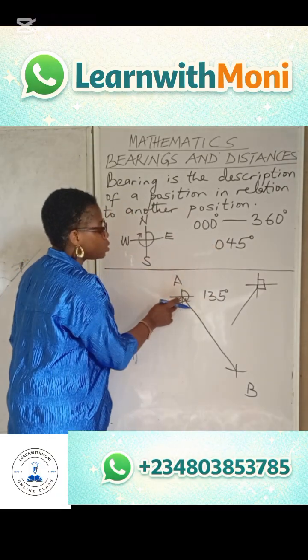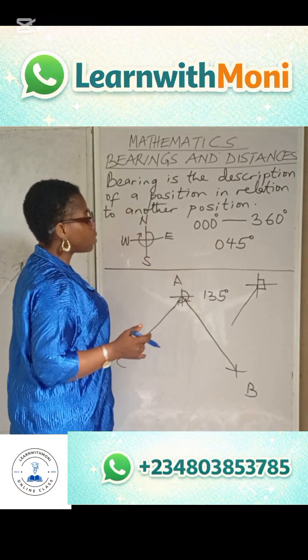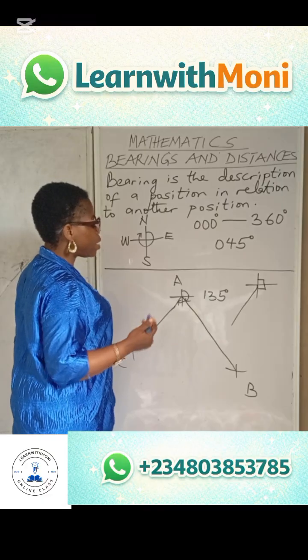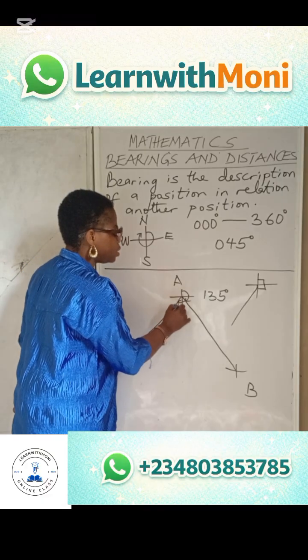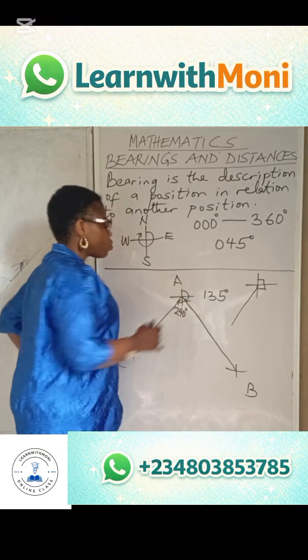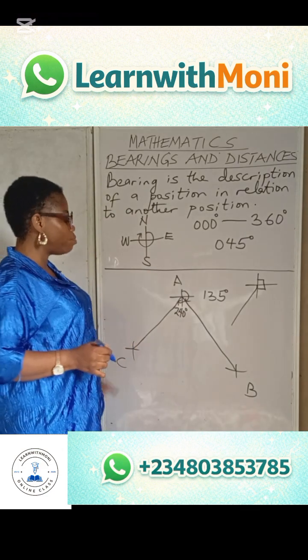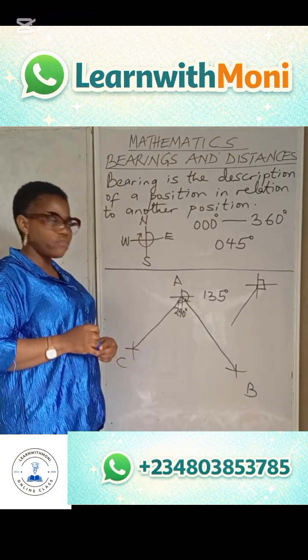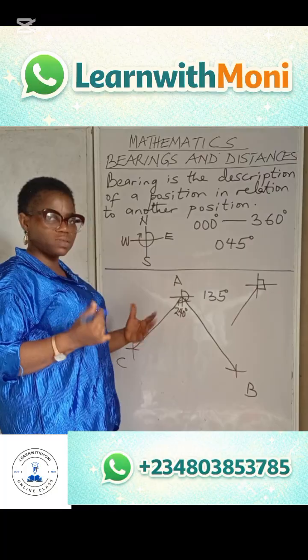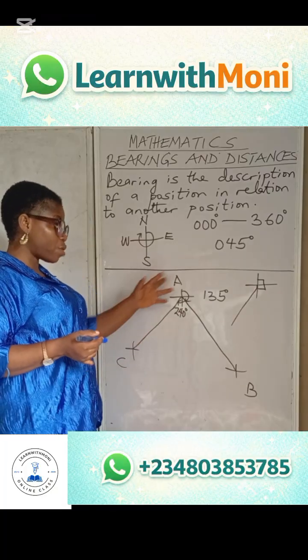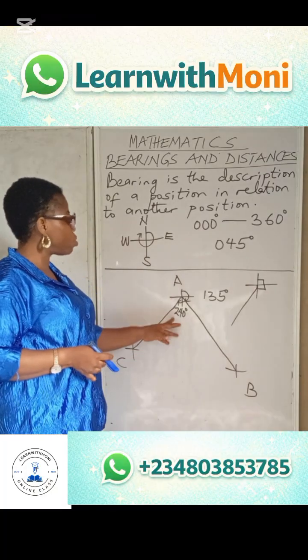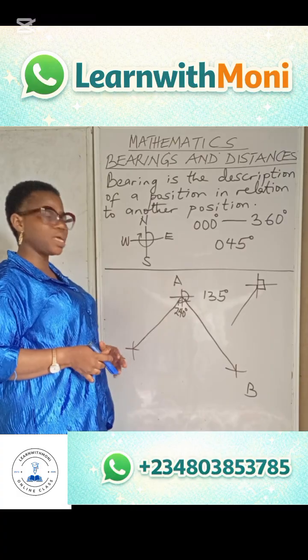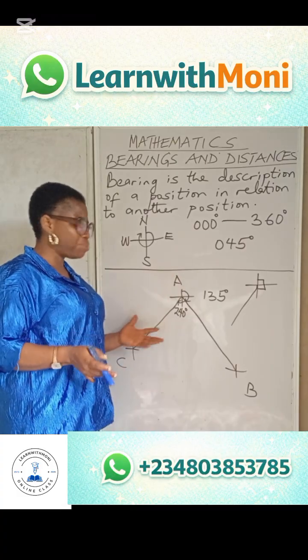So let me call it a point of about 240 degrees. So I can say town C is on bearing 240 degrees from town A. Town C is 240 degrees from town A. So this is what we mean by bearing.